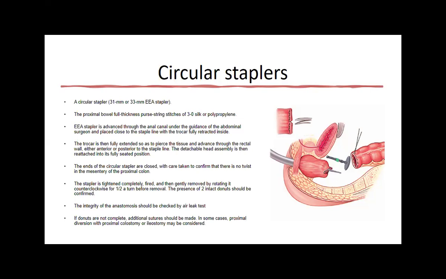Okay. After that, we do what we call the air leak test. So we fill the pelvis with fluid, saline, and inject air through a 50 milliliter syringe, and see if there are air bubbles. It's like what we do with the tire of a car. So if there are air bubbles, there is a leak. If there is a leak, you need to revise the anastomosis, and you may consider a diversion.